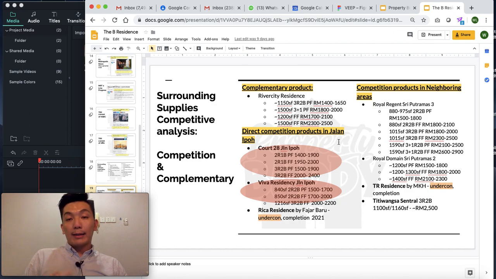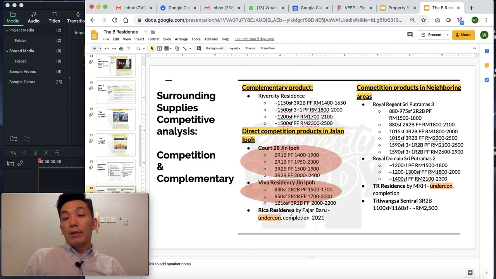Of course, if you can get all the transacted rental it will be good, but this kind of transacted rental is very hard to get, and sometimes it's not accurate when you get it from some agents. Agents are not willing to provide as well. So we are fortunate that we dealt some units in Court 28, which is the direct competitor to the Birch. So we got some data from Court 28, we compiled it here, that's why it's under direct competition product in Jalan Ipoh. And then we also get the older competitor, Viva Residency, which has a similar layout or sizes.